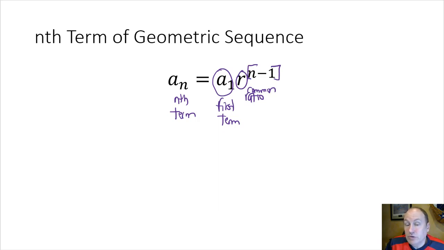This is very similar to the arithmetic sequence, a sub n equals a sub 1 plus the common difference times n minus 1. So that's an arithmetic sequence. Hopefully you can see the parallels there.